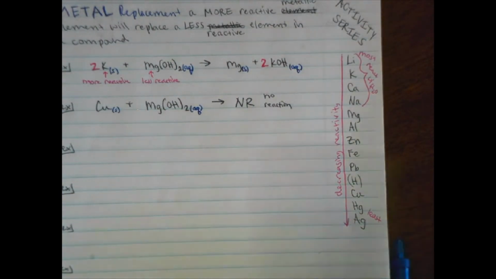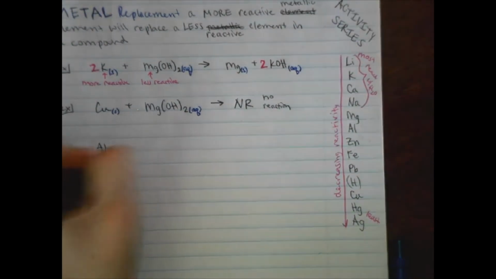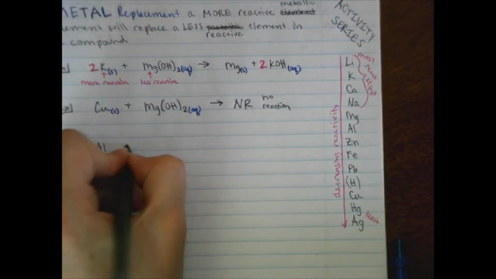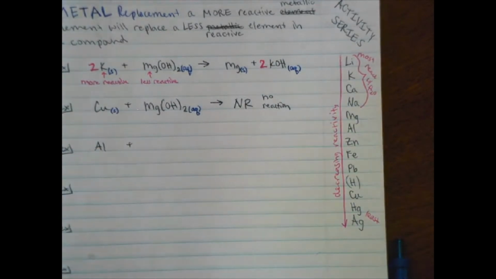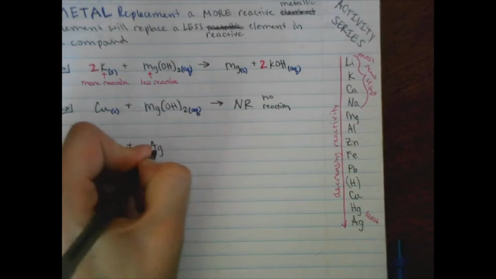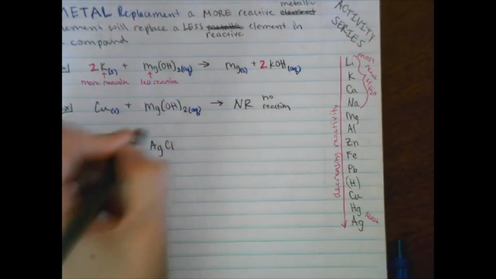Here's another example for you. So let's say that we have aluminum, and we're going to react it with silver chloride.